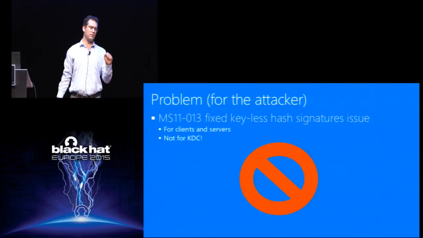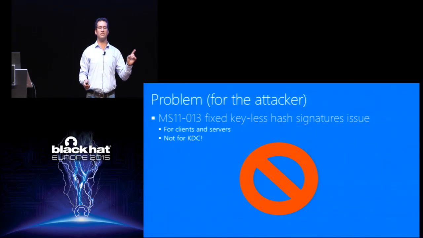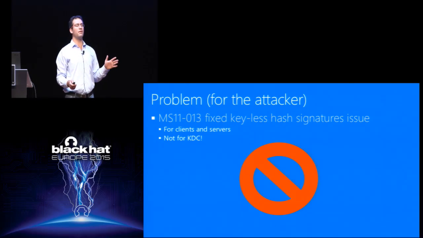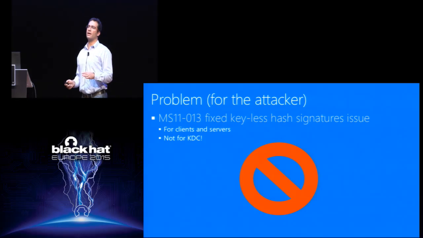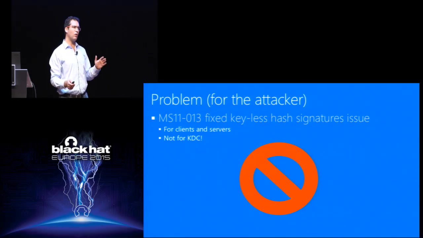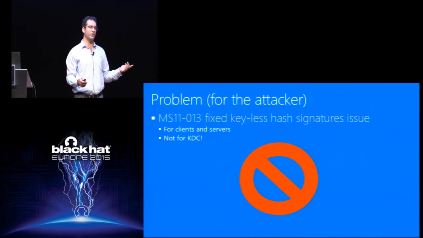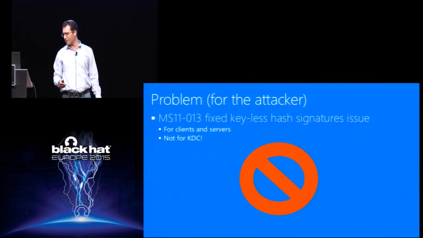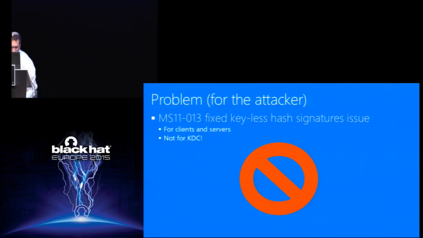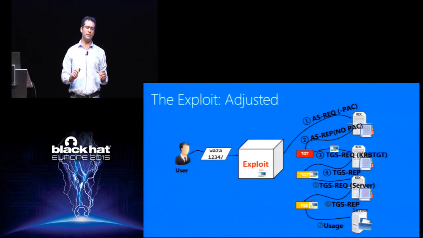But it does not really work because the DC, before the patch, accepted PACs that are signed with MD5. But servers were already patched and they do not accept a PAC that is signed with MD5, and therefore they would reject that ticket because it's not properly signed. But the attackers do not quit, and they introduce another stage in their attack that fixes that situation.